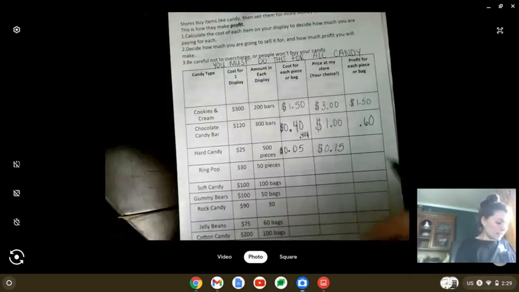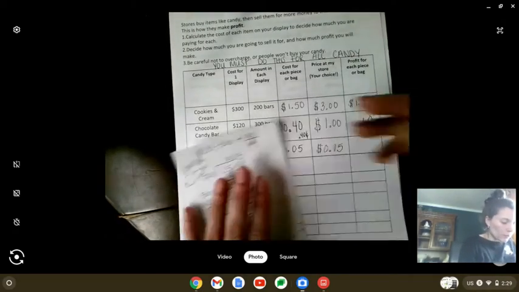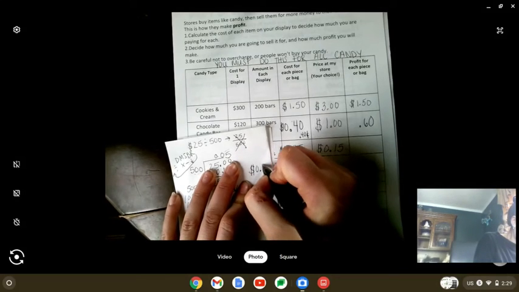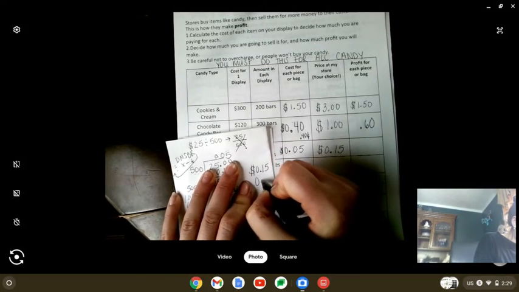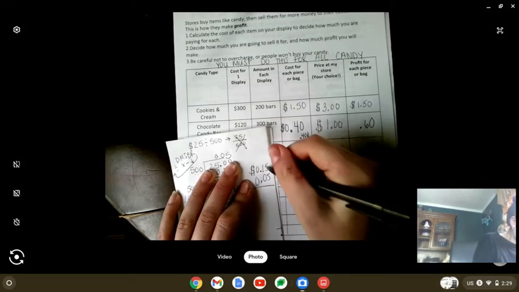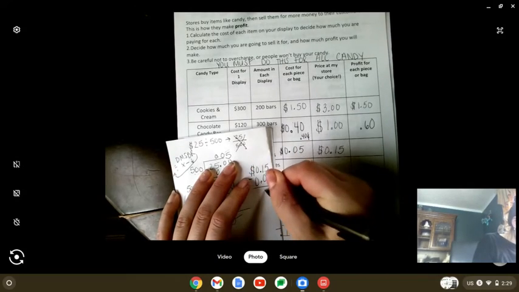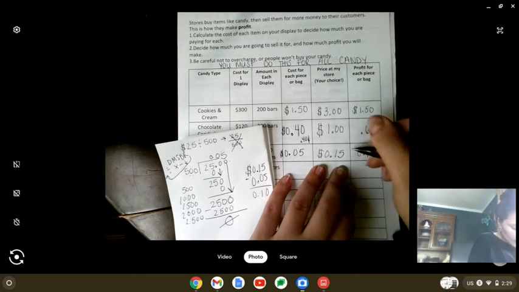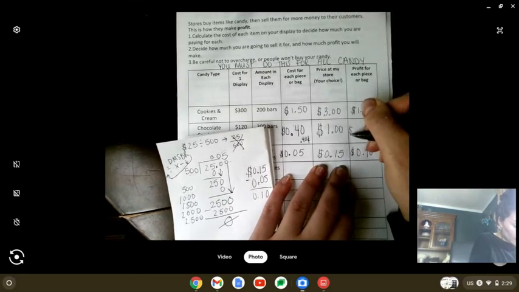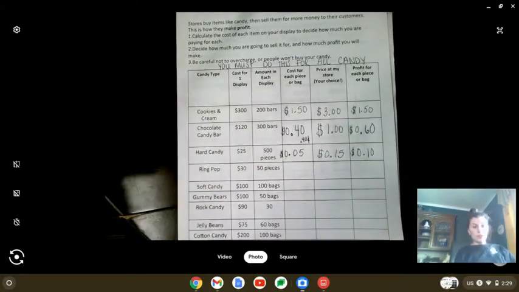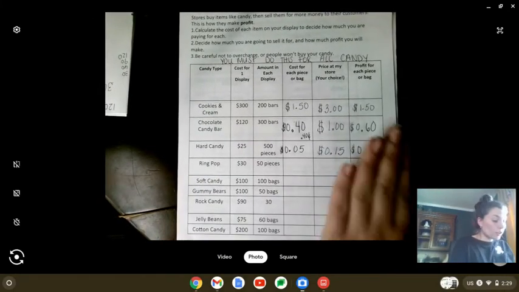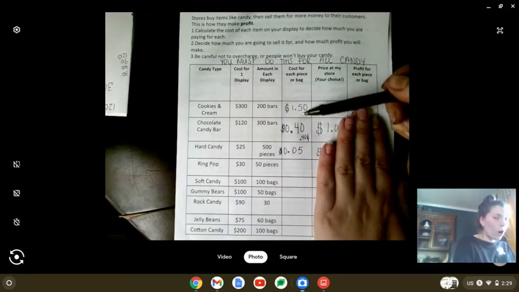15 cents. So now we have to subtract what our price is minus what we paid for it. And that would be my profit, 10 cents. I'm going to have to sell a lot of candy to make any money. Good thing candy's cheap.